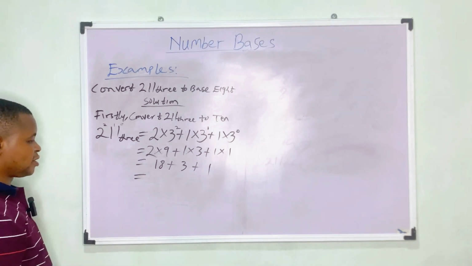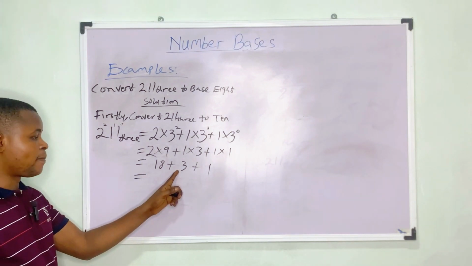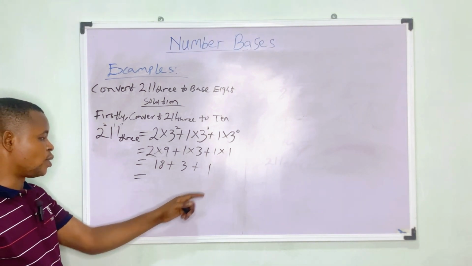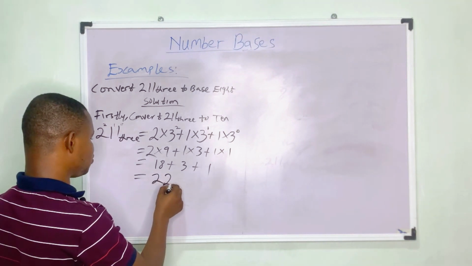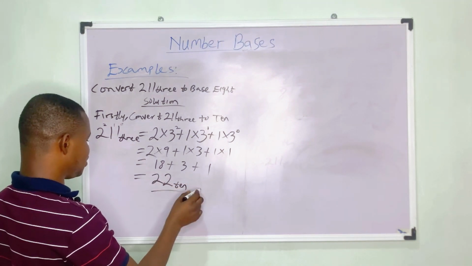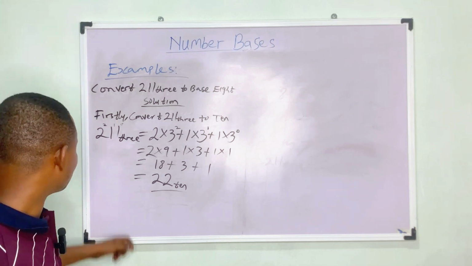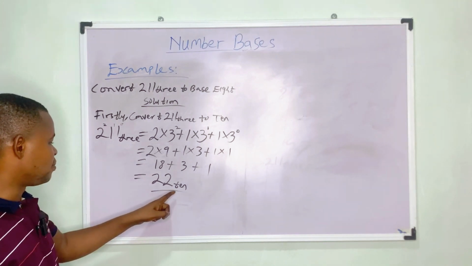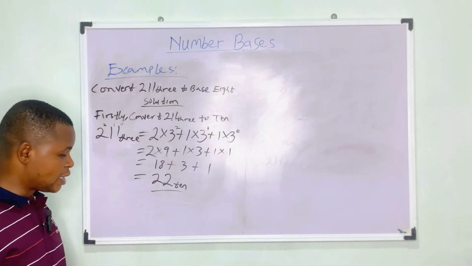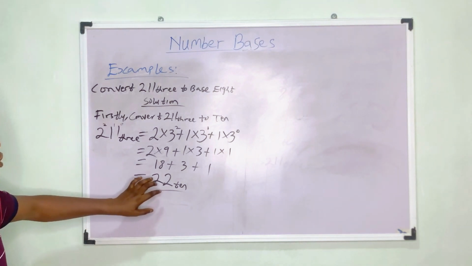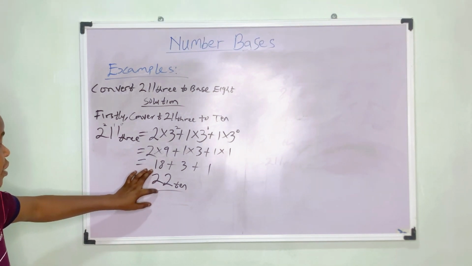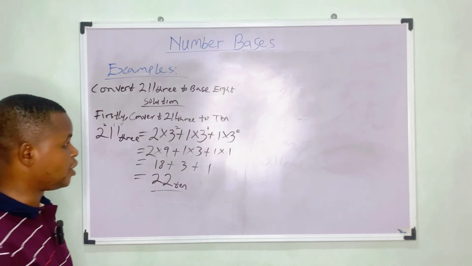So let's do the arithmetic. 18 plus 3, that is 21. Plus 1, and that is 22 in base 10. Now we have converted 211 in base 3 to base 10, which is 22. Now, moving forward, we have to convert this base 10 equivalent to base 8.